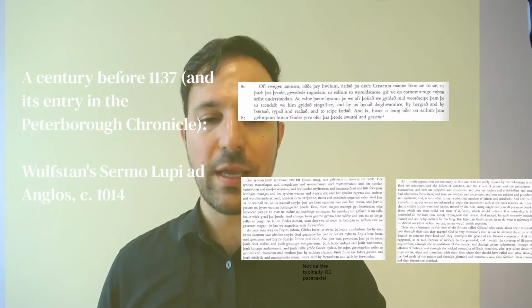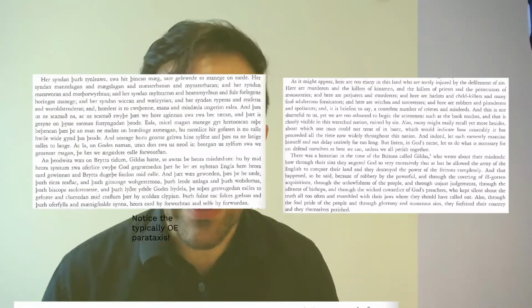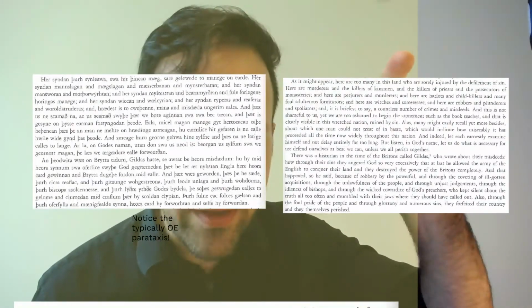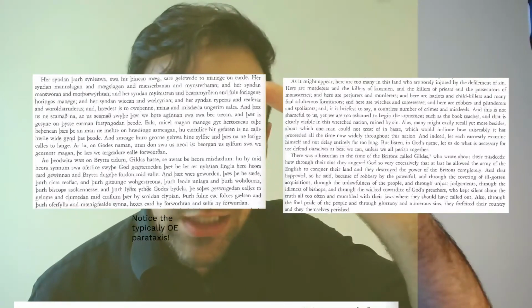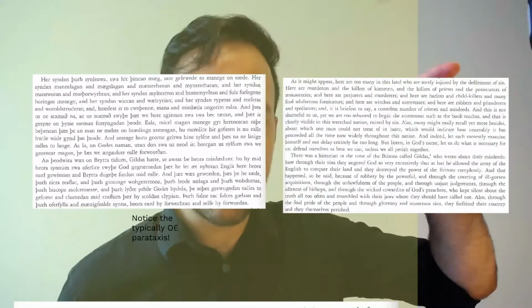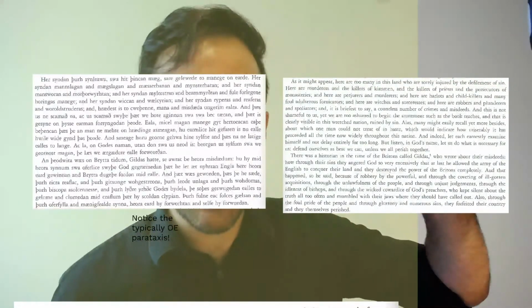And look at Wulfstan's typical parataxis in style, right? He says, here are murderers and the killers of kinsmen and the killers of priests and the persecutors of monasteries. And here are perjurers and murderers. And here are harlots and child killers and many foul adulterous fornicators. And here are witches and sorceresses.